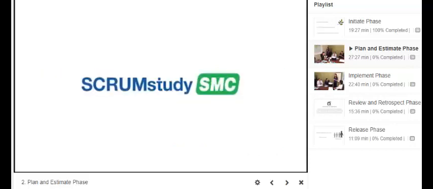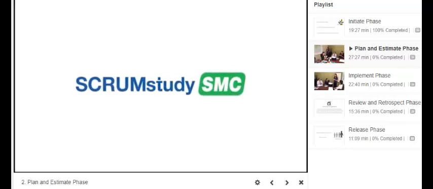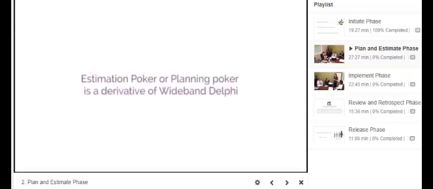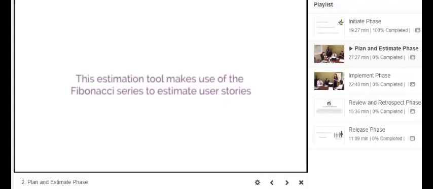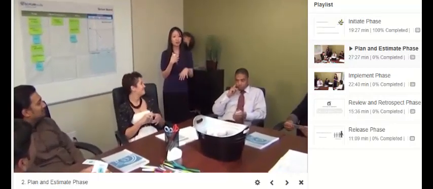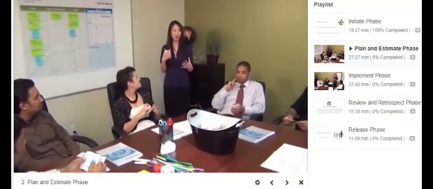In this session, we will discuss an interesting estimation tool, Estimation Poker. As you already know, Estimation Poker, or Planning Poker, is a derivative of Wideband Delphi. This estimation tool makes use of the Fibonacci series to estimate user stories. Let us watch a classroom Scrum session where Planning Poker is being used for estimation.